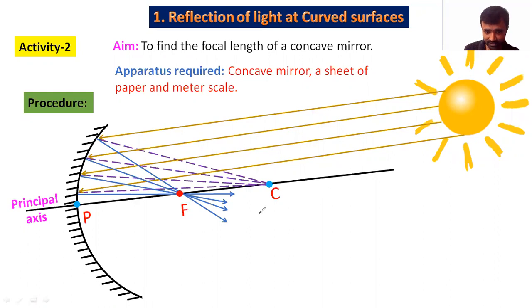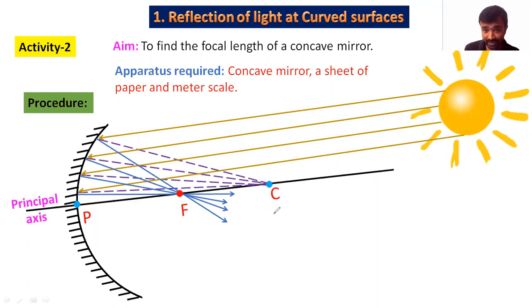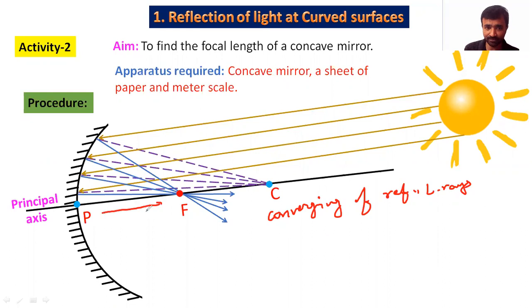We got this by the converging of reflected light rays. So the point which we obtain by the converging of reflected light rays is called the focus or focal point. Then the distance between the pole and the focus is called the focal length. This distance you measure with the help of a scale.